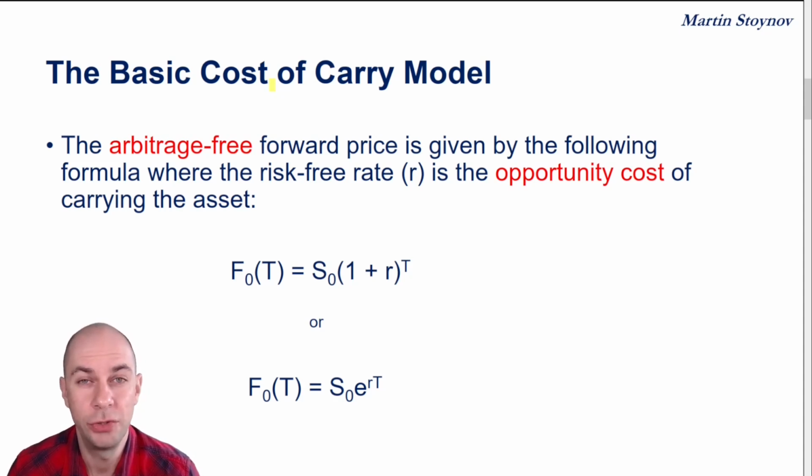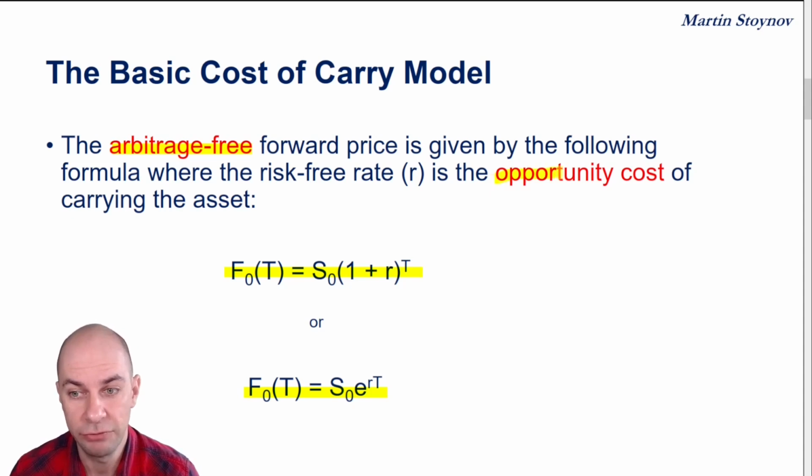Now I need to introduce the basic cost of carry model, which is, as you can see here, expressed with discrete compounding or continuous compounding. I'm going to cover both, but this cost of carry model will allow me to calculate the arbitrage-free forward price, and that's going to be based on the spot price today, the risk-free rate, and the time to maturity. Now, you might be wondering why the risk-free rate is in this formula. What does it have to do with the pricing?